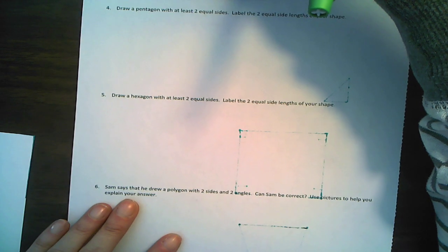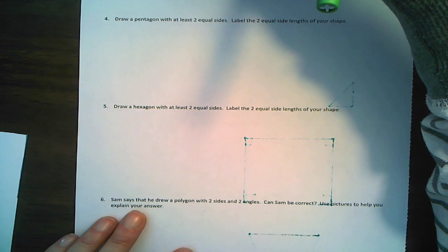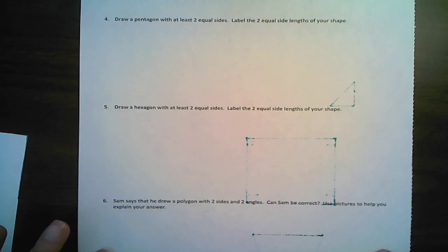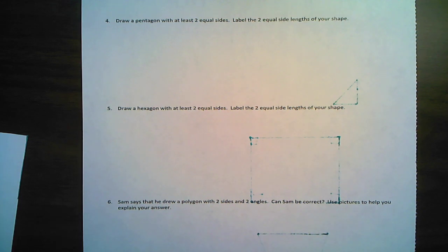All right, let's flip this guy over. Will you please read with me number 4? It says, draw a pentagon with at least 2 equal sides. Label the 2 equal side lengths of your shape.